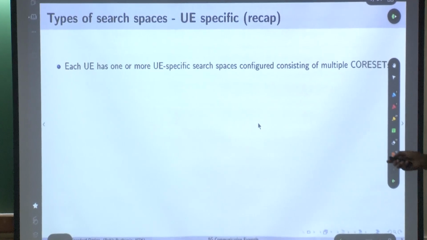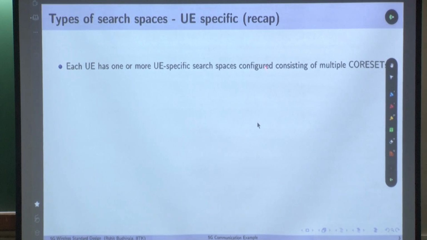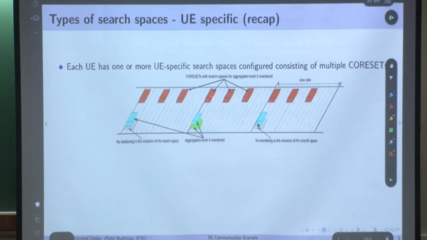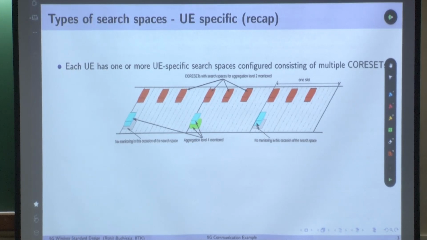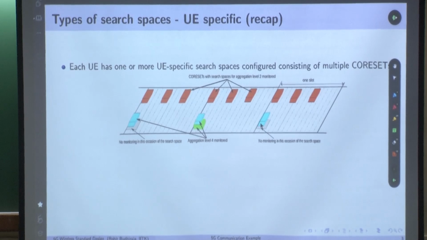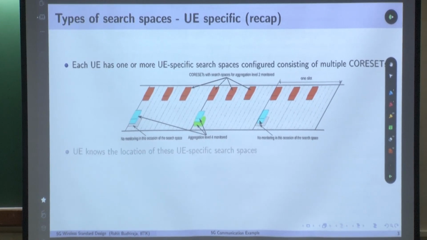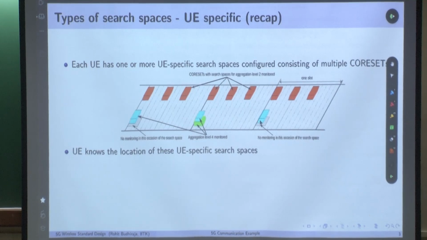Recap: what is UE specific? Each UE has one or more UE specific search spaces configured, consisting of multiple core sets. We saw that, and these core sets evolve with time, which we also saw in the last slide from the last class. The UE knows the location of these UE specific search spaces, and we discussed that in great detail.